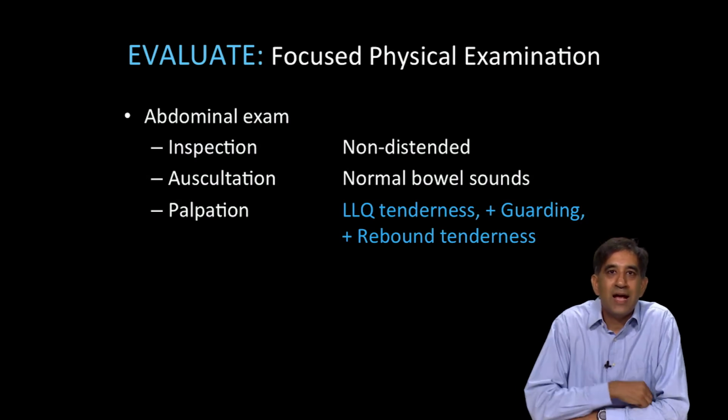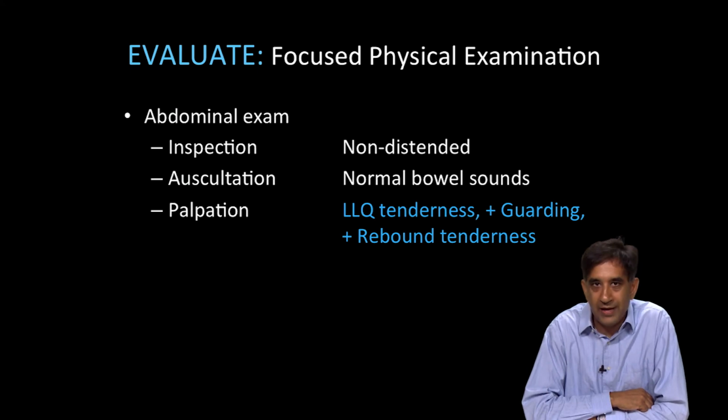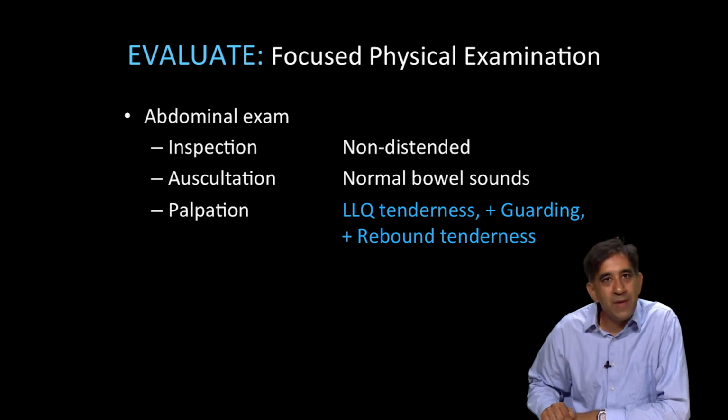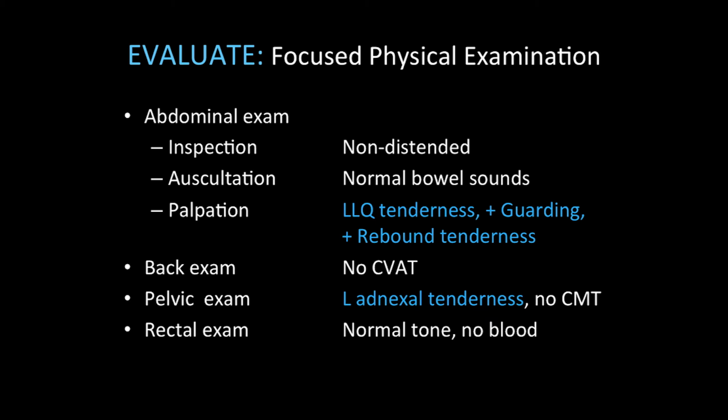So again, to summarize, left lower quadrant tenderness, guarding, and rebound tenderness. But as I mentioned, it's very important to do the back, pelvic, and rectal exam. And so what we find when we do those examinations is that the patient has no costovertebral angle tenderness. She has left adnexal tenderness, but no cervical motion tenderness. And then on rectal exam, she has normal tone and no blood in her vault.